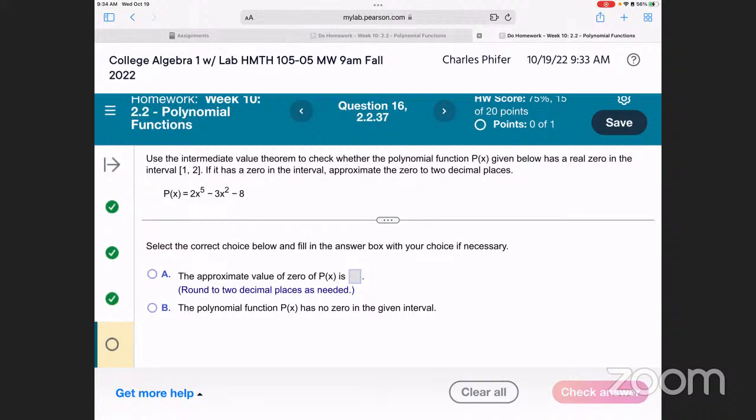Use the intermediate value theorem to check whether a polynomial function given below has a zero on this interval. If it does have a zero, approximate to 2 decimal places, right? So between 1 and 2, this is kind of a repeat. I don't know if you guys want to see the demo in Excel. If you say yes, I'll go ahead and do it. If you guys stay mute, then I'm just going to do it the quick way.